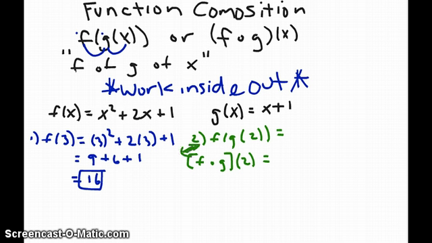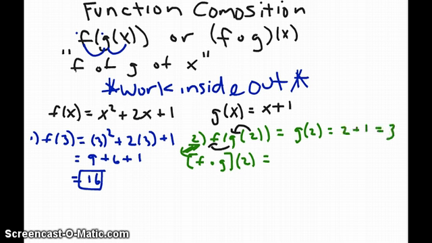What this means is we're going to take 2, we're going to plug 2 into my g function. Once I get that answer, I'm going to then plug it into my f function. So we're going to start by doing g of 2. Let me go back to my green. We're going to plug 2 into my g function. So 2 plus 1, that's equal to 3.